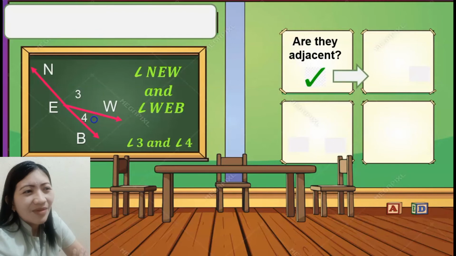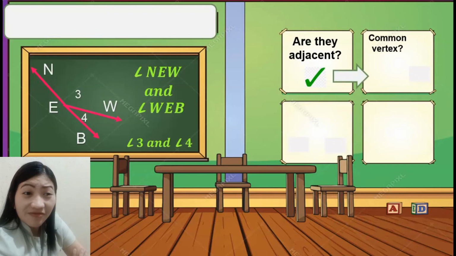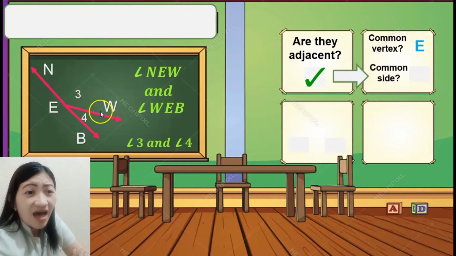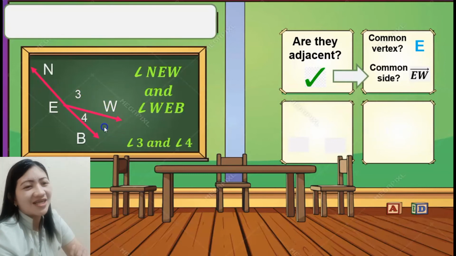Bakit sila adjacent? Because they have common vertex. Ano ang common vertex nila? That is point E. At meron din silang common side. Ano yung common side nila? Which is ray EW. Okay, so therefore, adjacent sila.